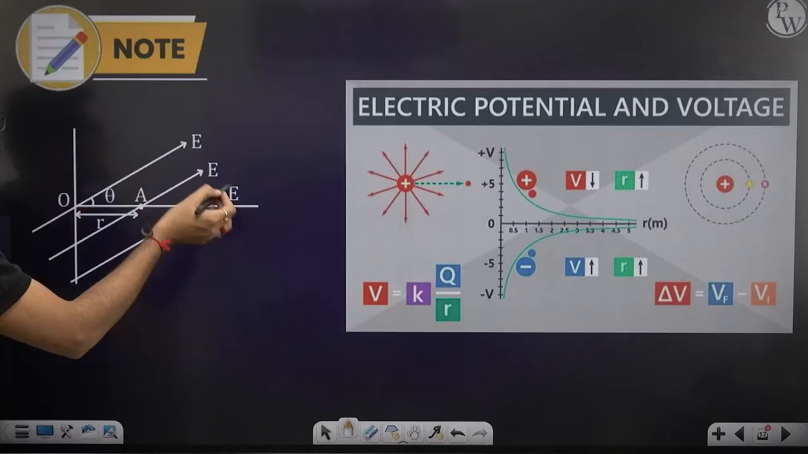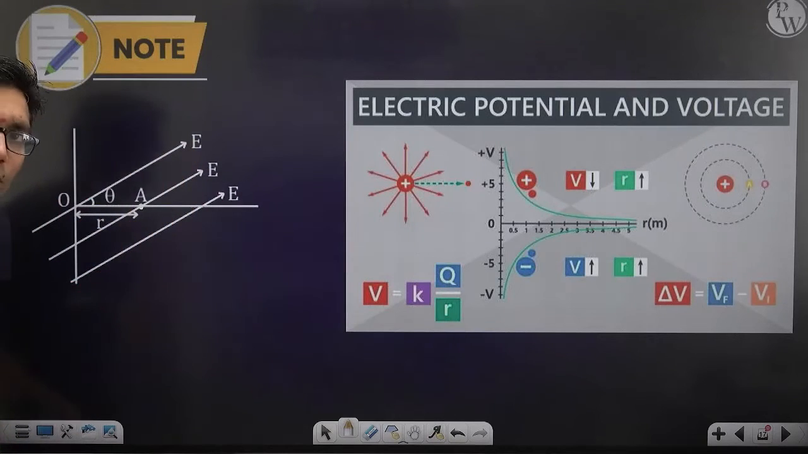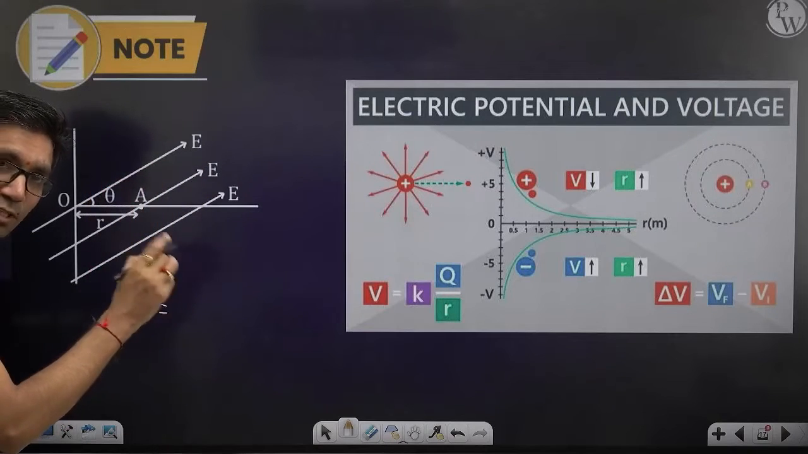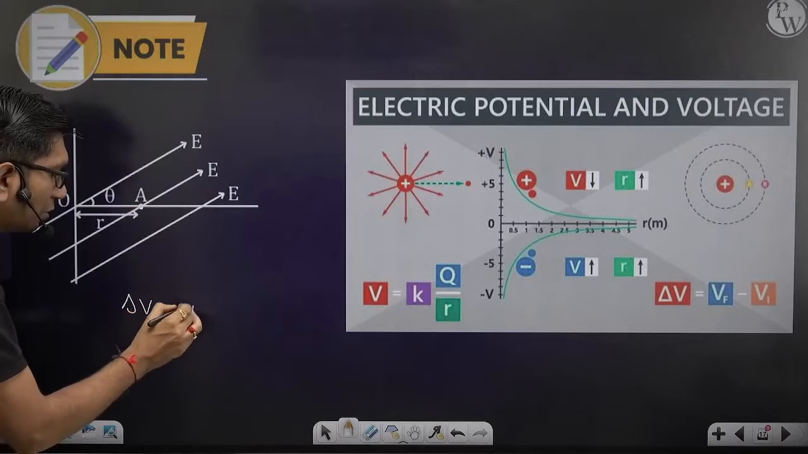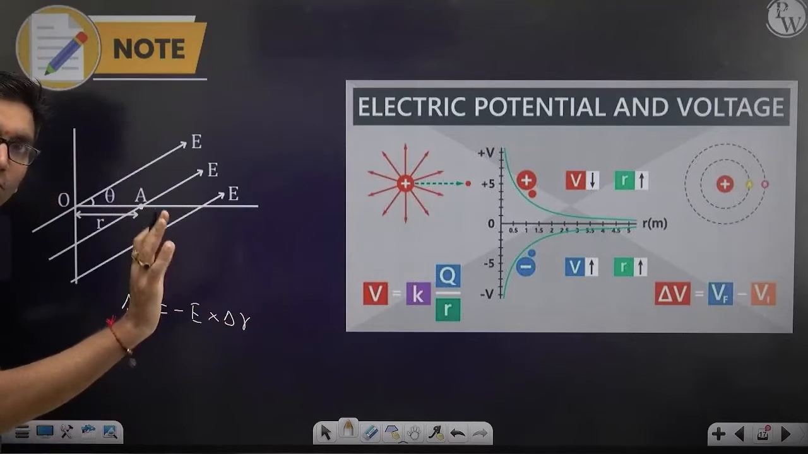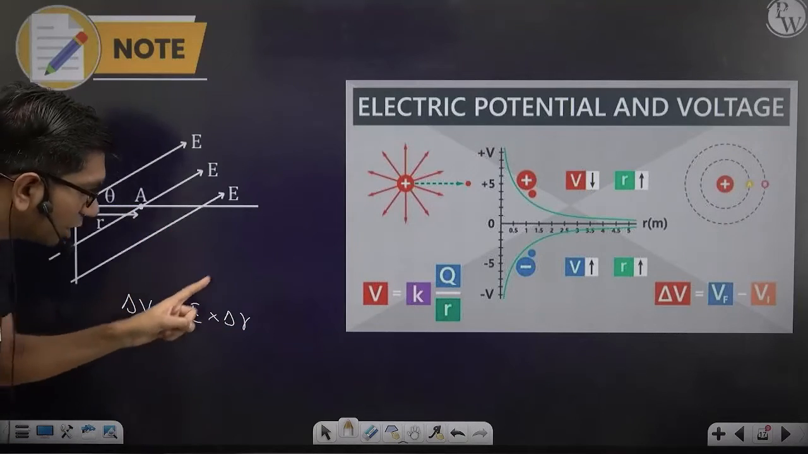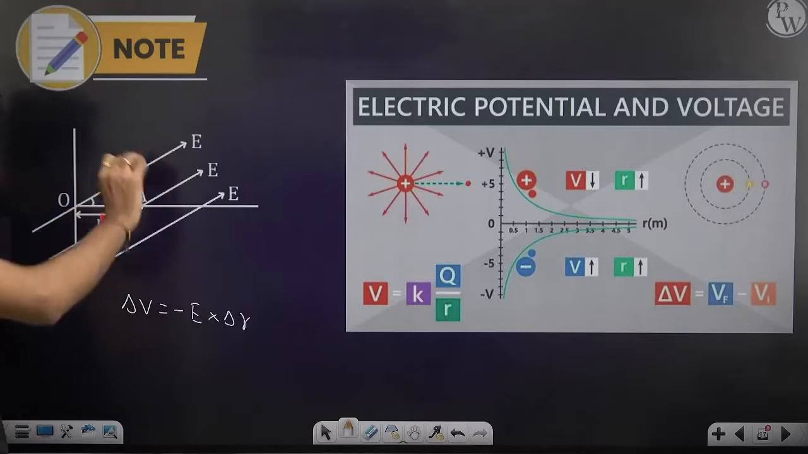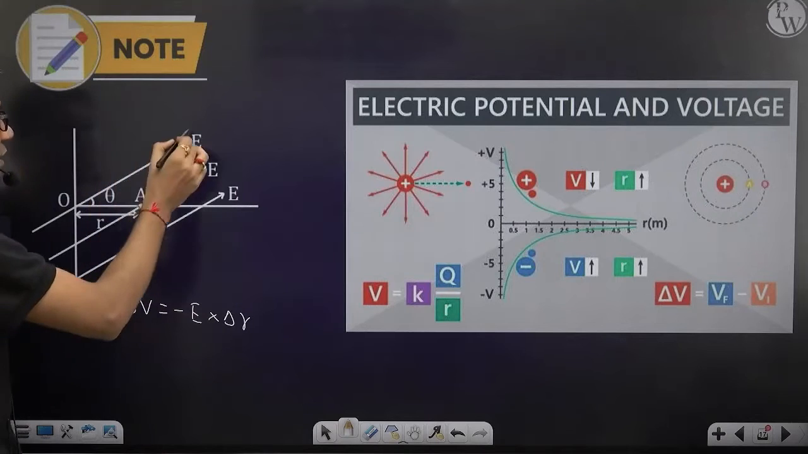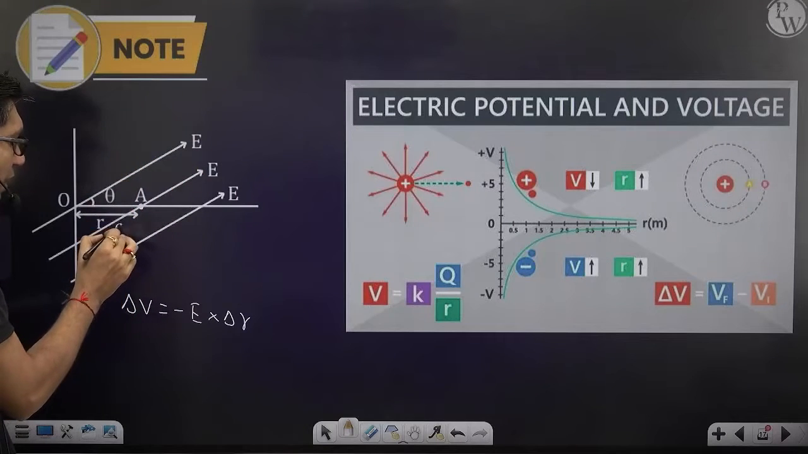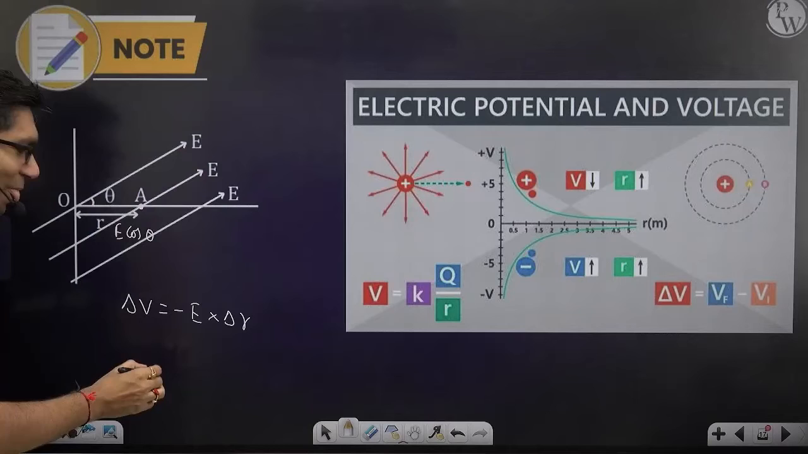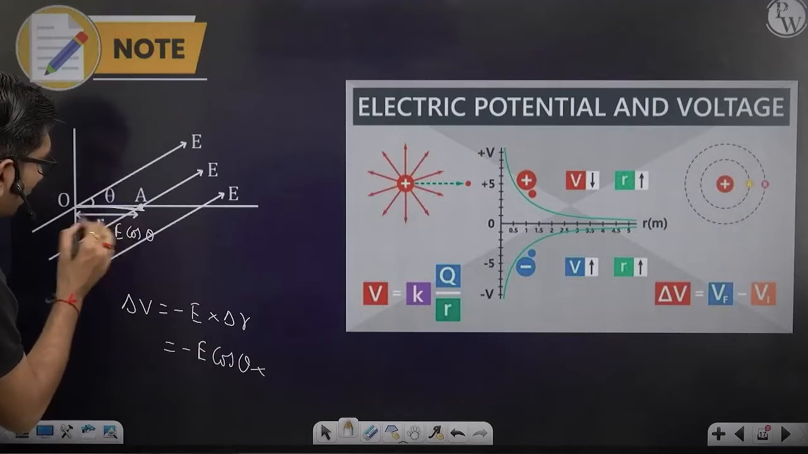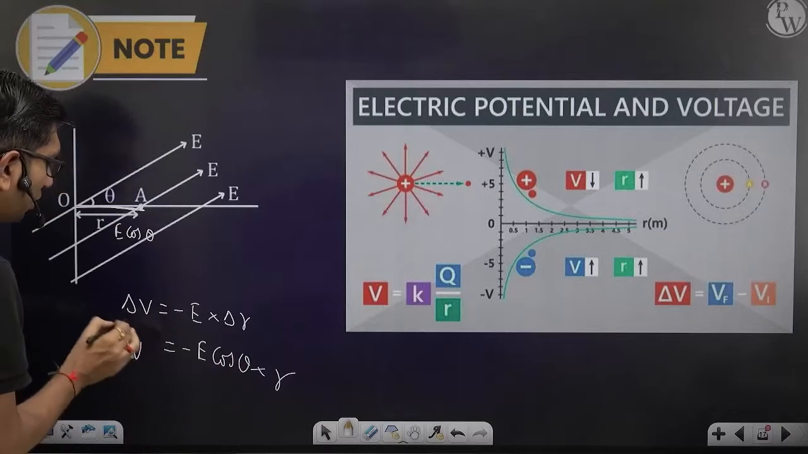Electric field intensity is here; let us take it as a constant value. If electric field intensity is constant, what is the formula? Delta V is equal to minus E into delta R, right? Electric field is always taken along the direction of distance. So this is E. Wherever theta is present, we get E cos theta into distance R. Like this you have to solve.